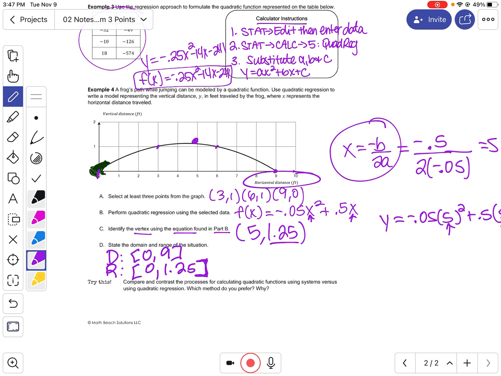Okay, this is how we can find quadratic functions given 3 points. We can either write our system of equations and solve it whatever way we want, or we can plug it into the calculator and use quadratic regression. Let me know if you have any questions.